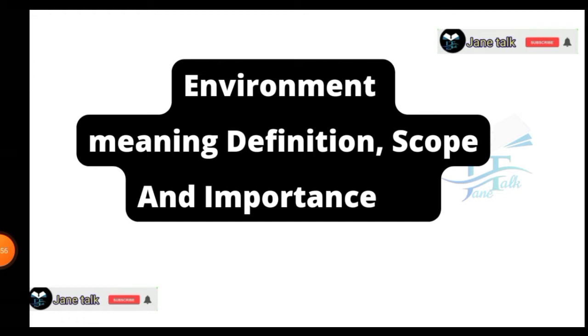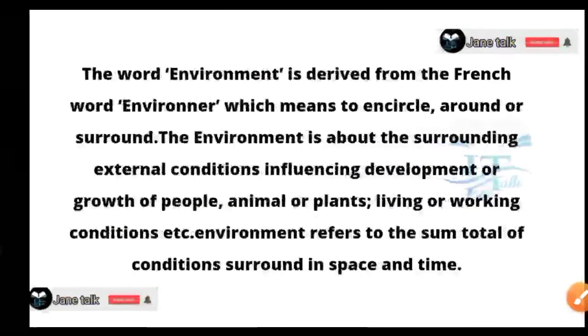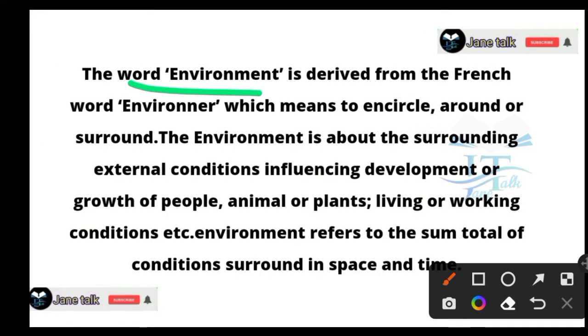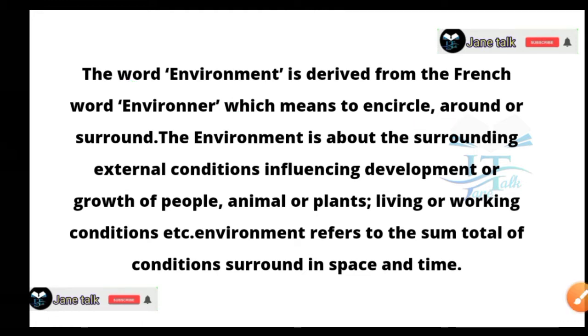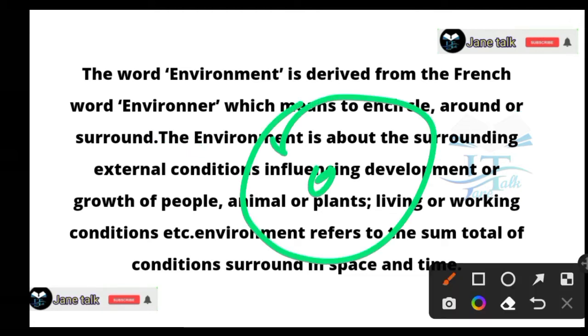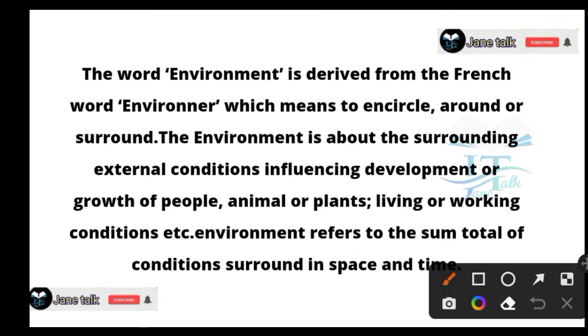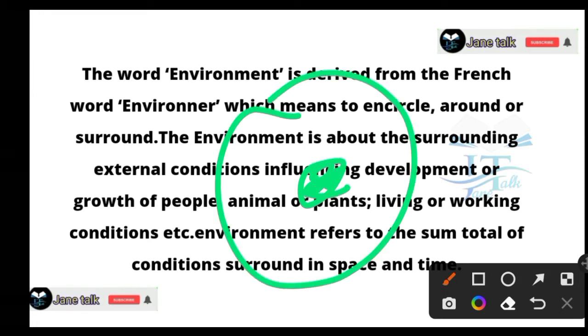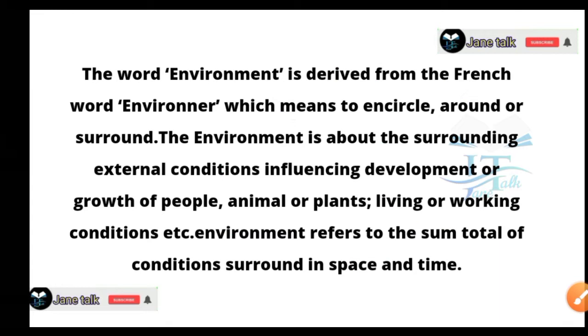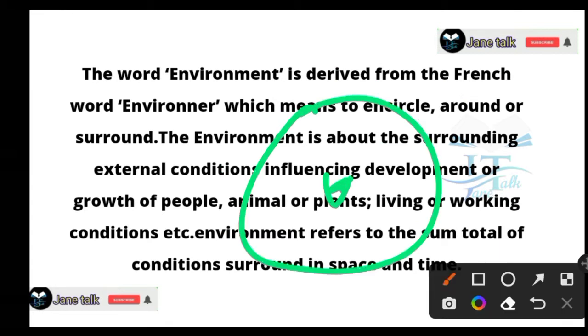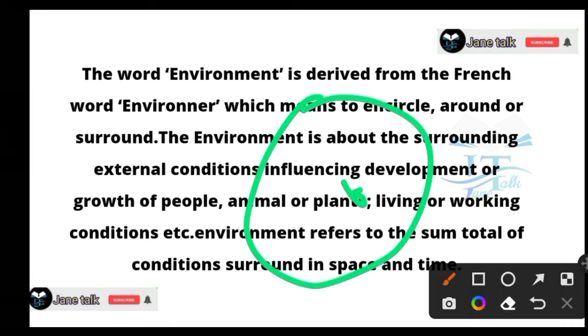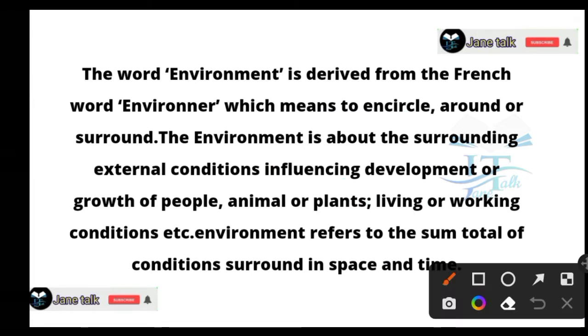Firstly, we'll take a look at what exactly the environment is. The word environment is derived from the French word environner, which means in circle, around or surrounded, which means whatever you are surrounded with is known as your environment. If you are at home, in school, or in the market, it depends in which environment you study and stay. Something which surrounds you, which encircles you, is known as the environment. Let's take a look at some more ideas about it.